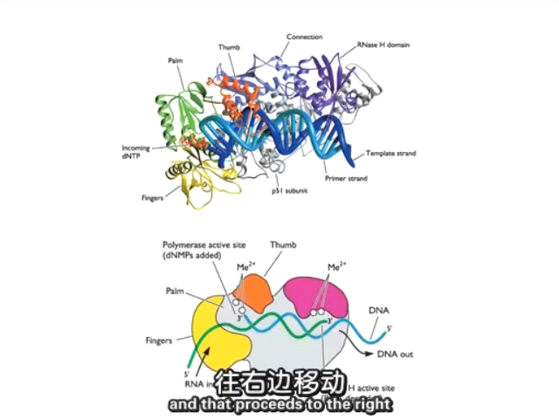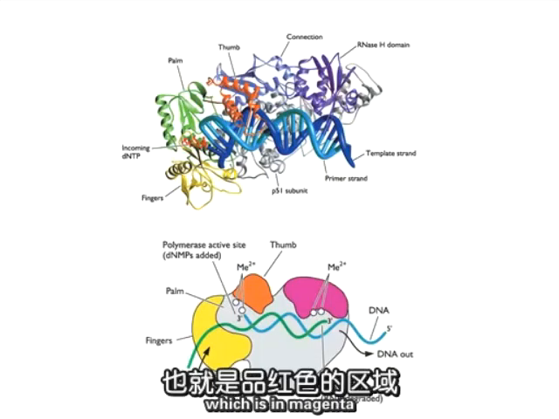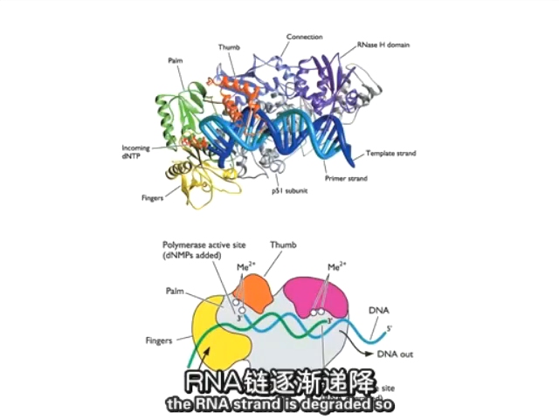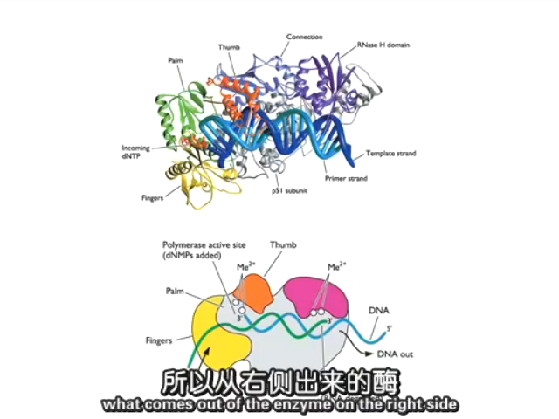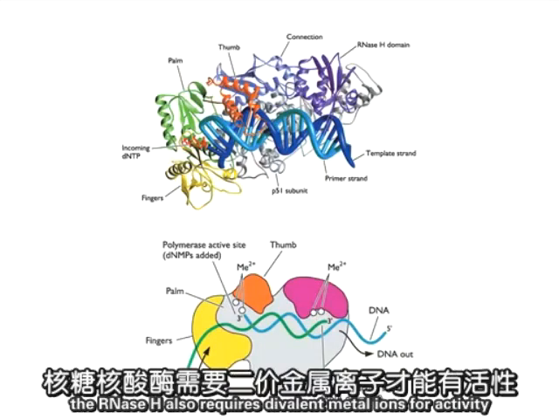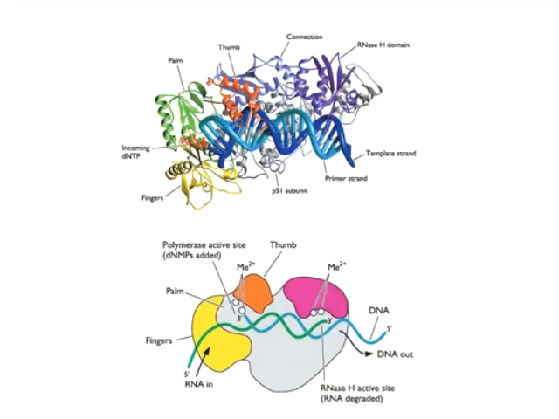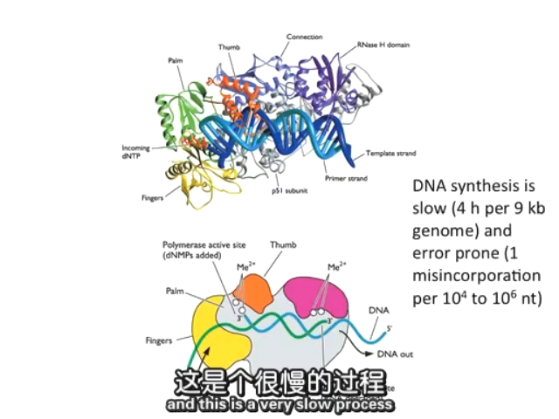Then you see the production of the blue product, the negative strand DNA, and that proceeds to the right. And as that product template passes through the RNase H domain, which is in magenta, the RNA strand is degraded so that what comes out of the enzyme on the right side is just a single-stranded DNA product. The RNase H also requires divalent metal ions for activity, and those are also shown as circles in the diagram. And this is a very slow process.